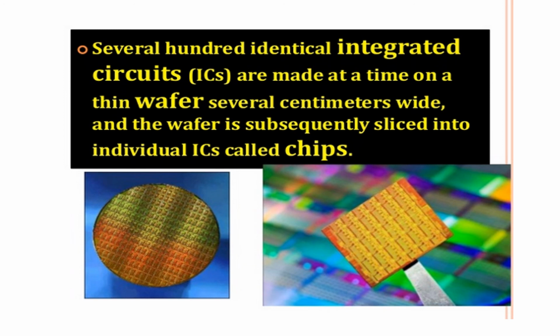So now you can see the chip, or you can say wafer. The first diagram is your wafer. Several hundred identical integrated circuits are made at a time on a thin wafer, several centimeters wide, and the wafer is subsequently sliced into individual ICs called chips.